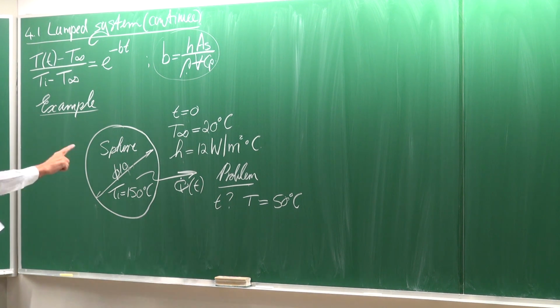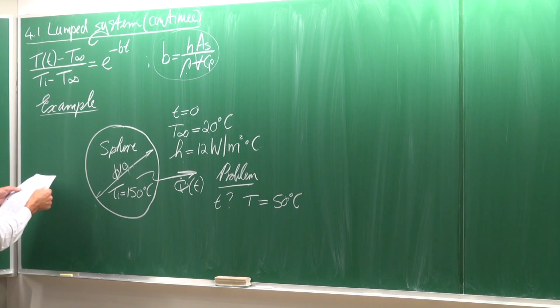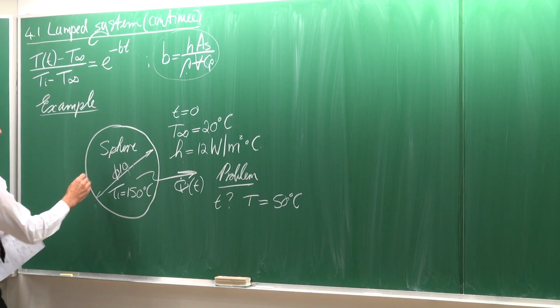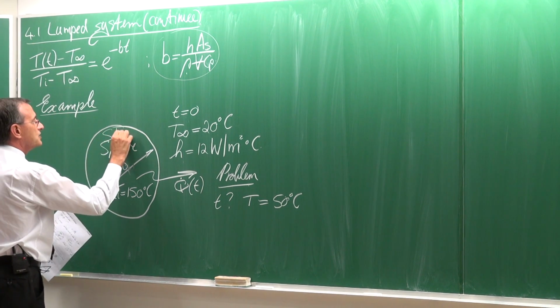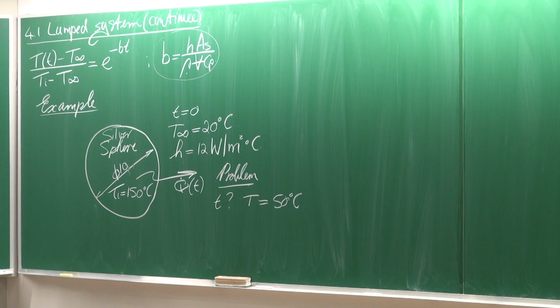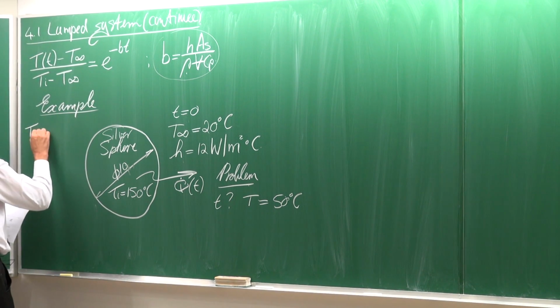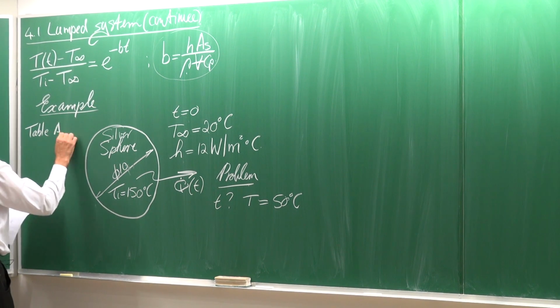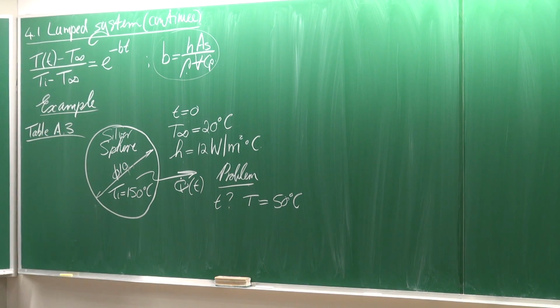So this sphere is made of silver. Sorry, I haven't mentioned that. If you go and look in the textbook, typically in Table A3, the properties of silver are given there. So that is where it came from.